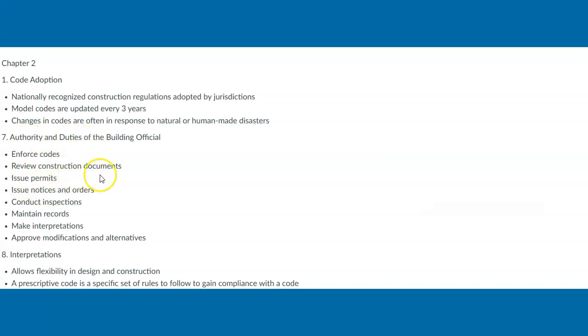What else? They review construction documents. Oh, is that what building officials do? Yeah. What else do? They issue permits. What else do? They conduct inspections. Oh, what else do? They maintain records. What else do? They make interpretations. What else do? They approve modifications and alternatives.